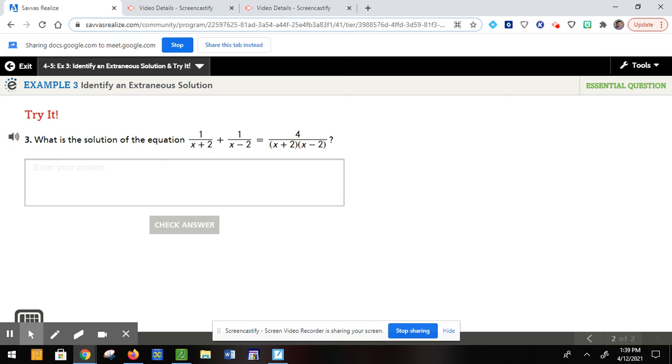So why don't you pause this, try this equation, and then come back and check your answer.